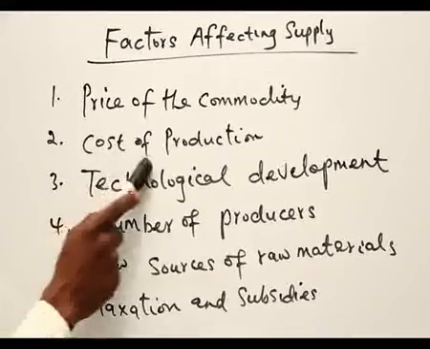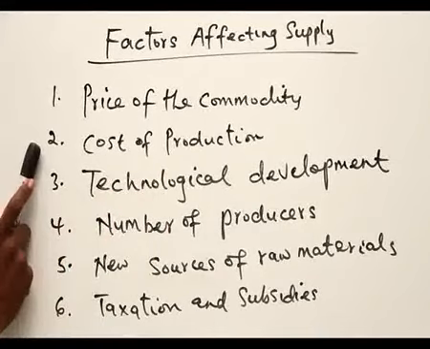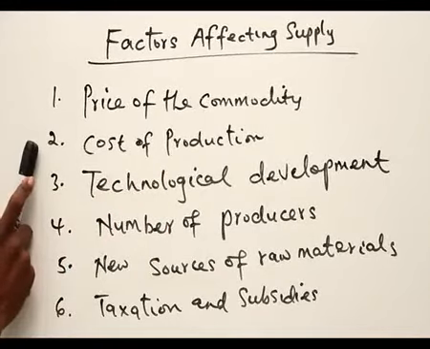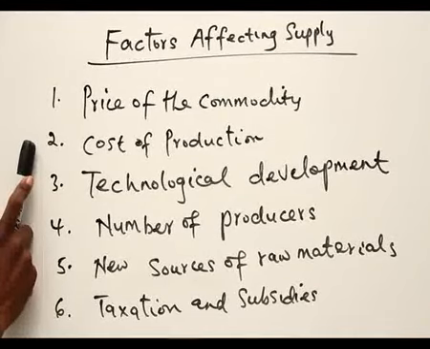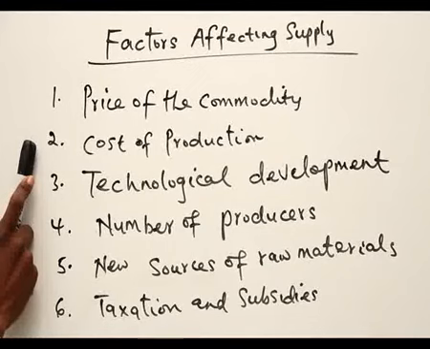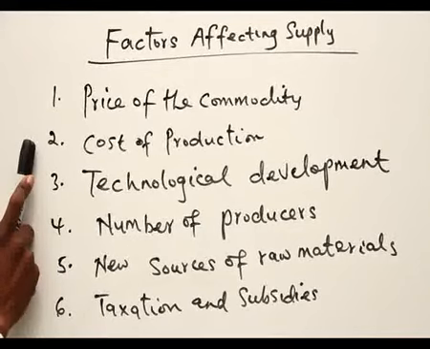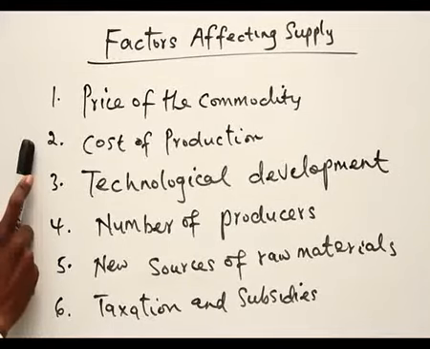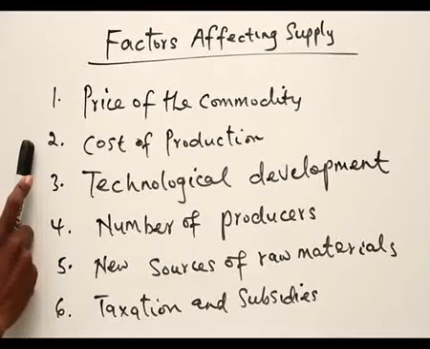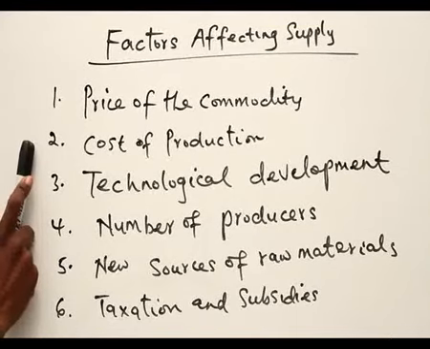Number two, cost of production. When you say cost of production, it implies the amount it takes to produce the commodity. That is, the summation of the cost of inputs will give the cost of production. An increase in the cost of production will lead to a decrease in quantity produced, which implies that supply also will be reduced. So if there is an increase in the cost of production, it will affect the supply of the product in the market. So less of the commodity will be taken to the market.